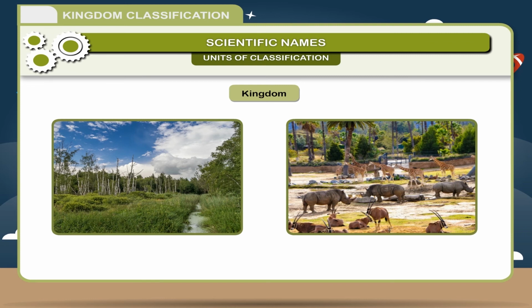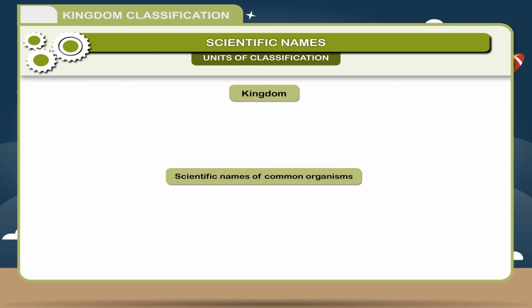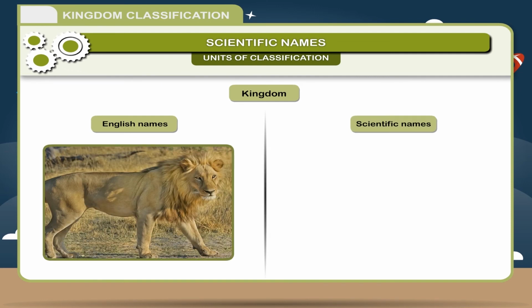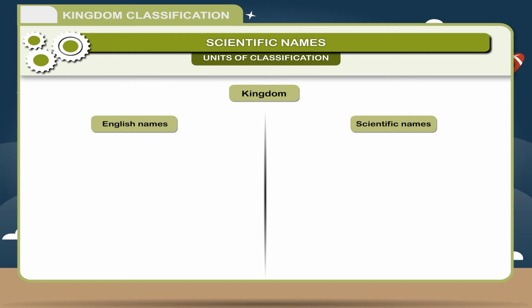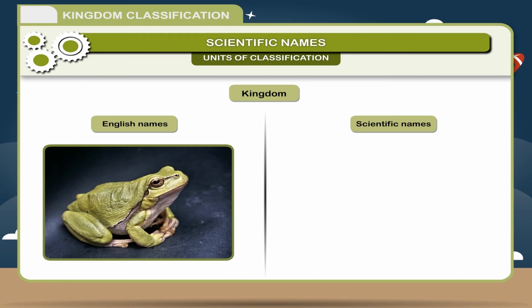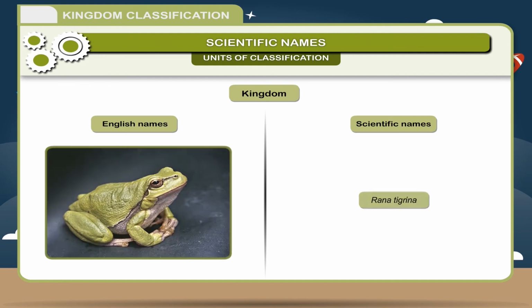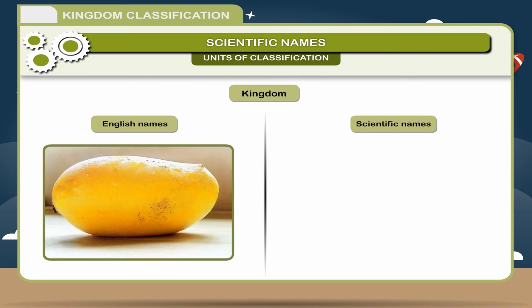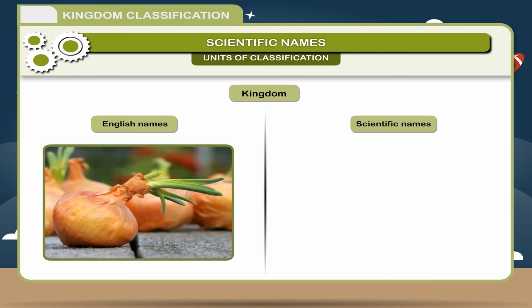The scientific names of some plants and animals are given in this table. Scientific names of common organisms. English names, scientific names. Lion, Panthera leo. Peacock, Pavo cristatus. Frog, Rana tigrina. Wheat, Triticum sativum. Mango, Mangifera indica. Onion, Allium sepa.